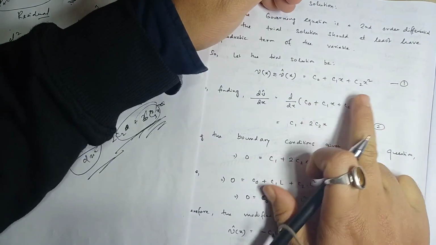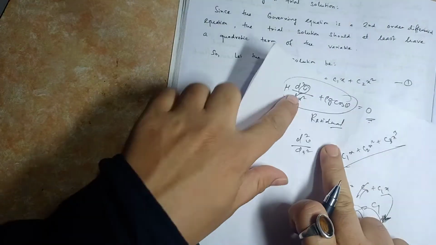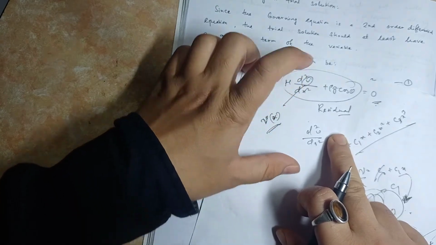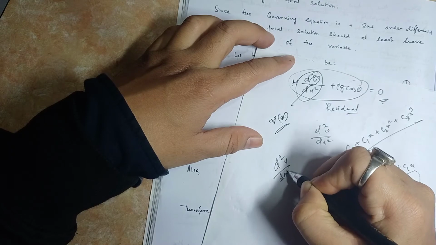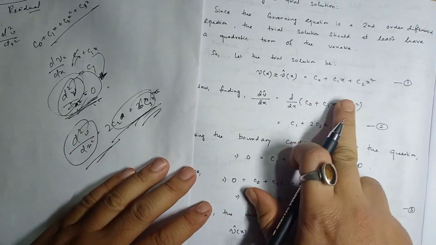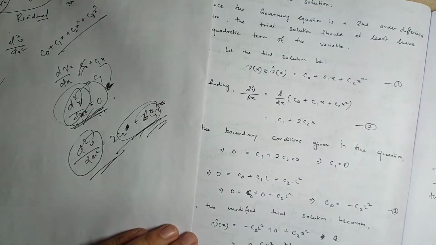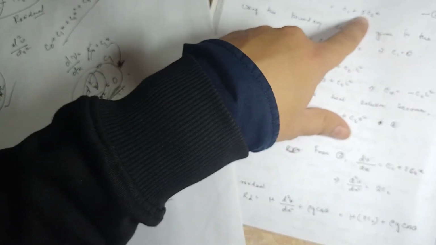Now what you have to do is plug in this value here. But you cannot just put it directly, you have to replace the whole d square v by dx square term. That's why you have to differentiate it twice. Differentiate it first, we get c1 plus 2 c2 x. When you differentiate it again, this is 2 c2.